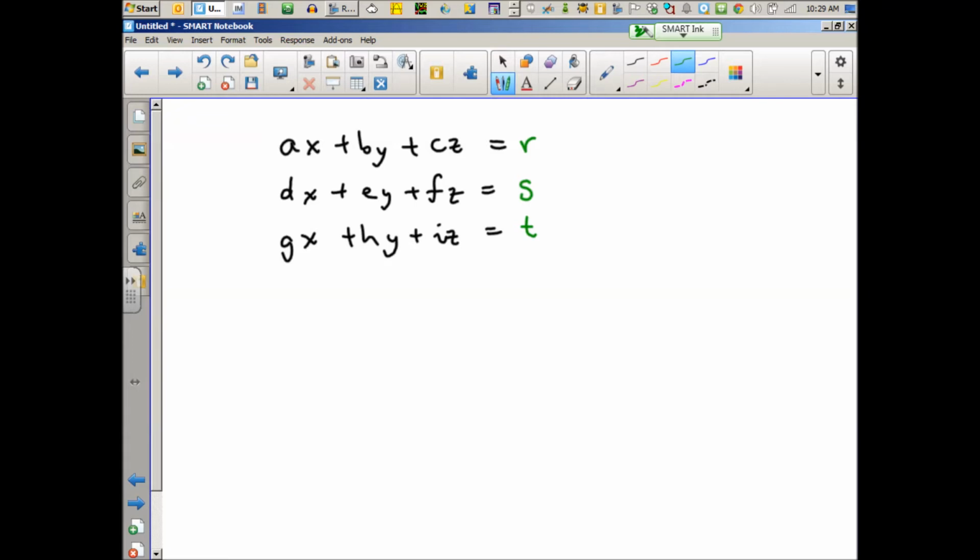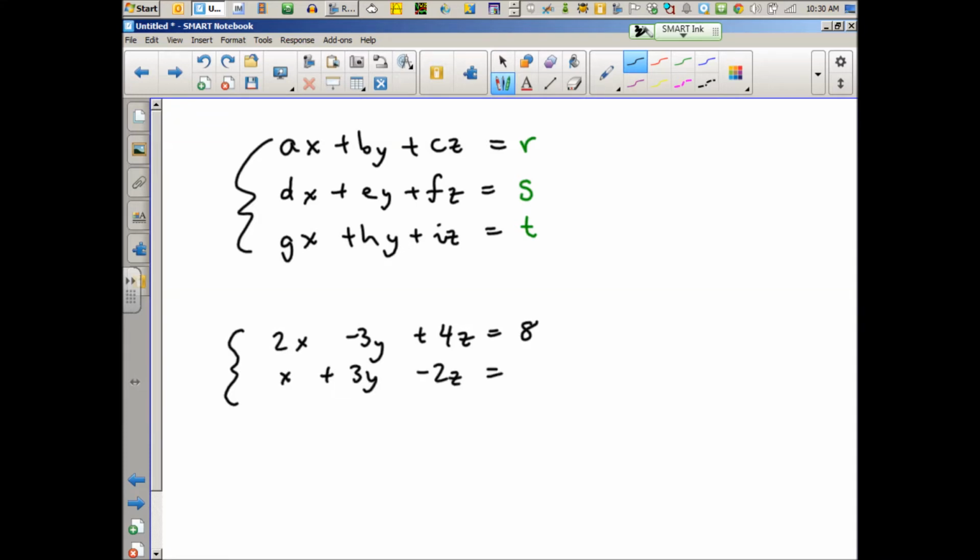Okay, so the example I chose for this lesson is specifically this system here. Today's example is 2x minus 3y plus 4z equals 8. x plus 3y minus 2z equals -3. And lastly, 3x minus y plus z equals -1.